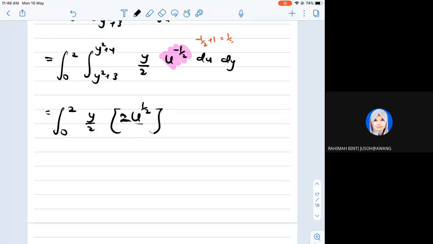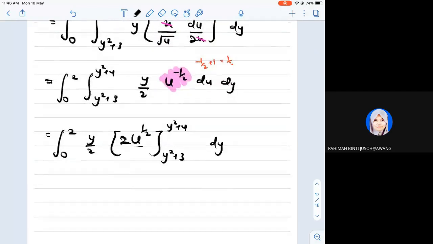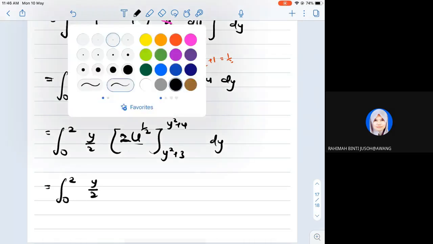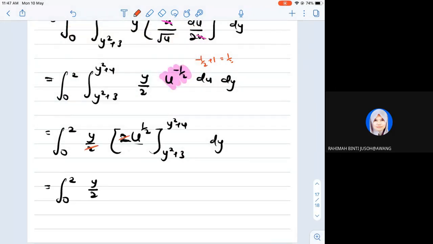Okay, lepas tu gantikanlah. Y kuasa 2 tambah 3, y kuasa 2 tambah 4. Du dah tak ada dah. Sebab dah integrate. And then dy je. Okay, so masukkan je balik setiap limit ni dalam u tu. Okay. So now kita ada 0 ke 2, y per 2. Per 2 ni dah boleh cancel lah guys. Sebab dah boleh matikan dengan kat sini. So kita akan jadi y sajalah dekat luar.